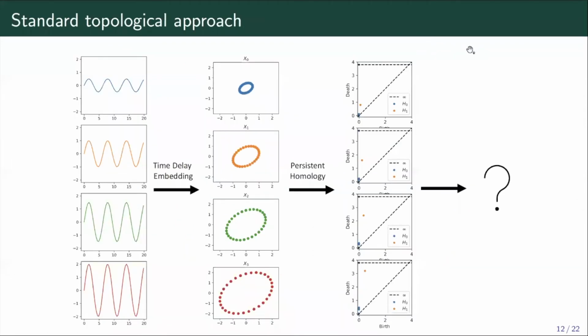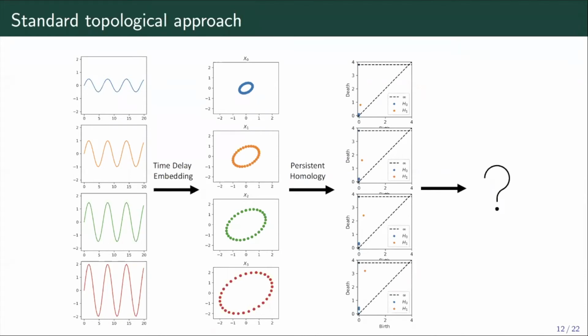So the idea of using time delay embeddings with topological approaches is not new. A pretty common pipeline is to start with a collection of time series, embed each one using the time delay embedding, and then compute persistent homology of each point cloud, where here we're just computing standard persistent homology. What this gives you is one persistence diagram per input time series, but the problem becomes, how do you analyze this collection of persistence diagrams?